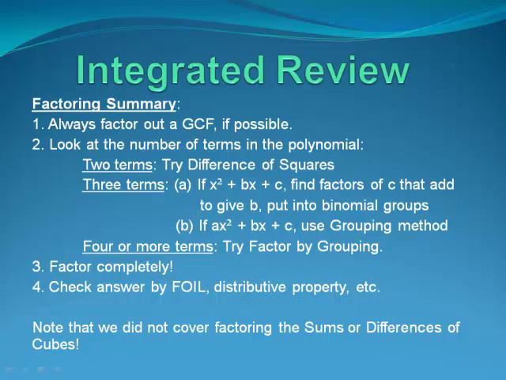c, where you find factors of c that add to give you b, and then simply put those factors in your binomial groups. Or if it's one of the more complicated trinomials, ax squared plus bx plus c, you can use the grouping method that we talked about. Remember that the easier trinomials can all be factored using the ax squared plus bx plus c grouping method as well. If you have 4 or more terms, then try factoring by grouping.